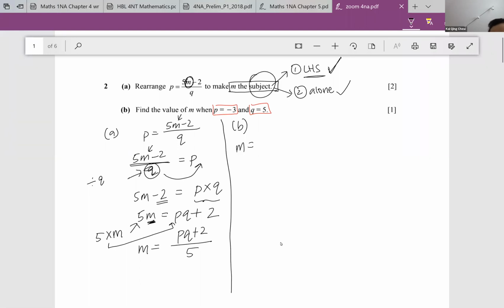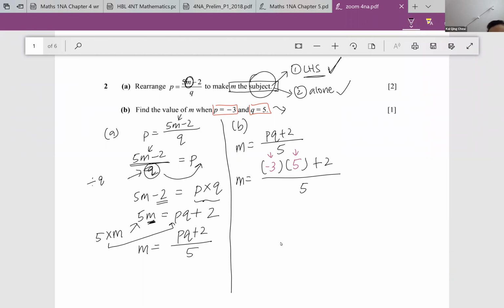Remember, now you are substituting the values of the unknown into the equation. So it was PQ plus 2, all over 5. The unknowns are P and Q. So I want you to substitute the values of the unknown inside these brackets. They tell you P is negative 3, so I sub in negative 3. And they tell me Q is 5, so I sub in 5.